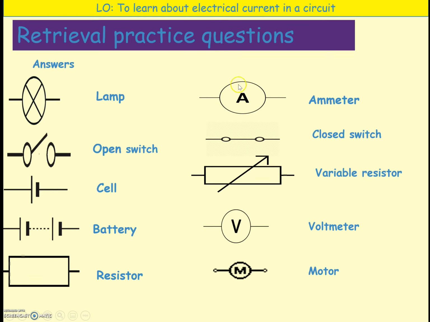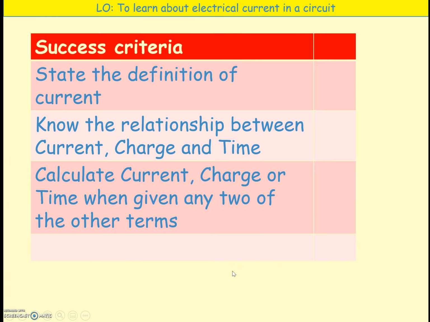We've got the ammeter, which is a circle with an A. The closed switch is the opposite of the open switch, which will allow electricity to pass. We've got the variable resistor, which is a rectangle with an arrow going through. The voltmeter, a circle with a V, and a motor, which is a circle with an M.